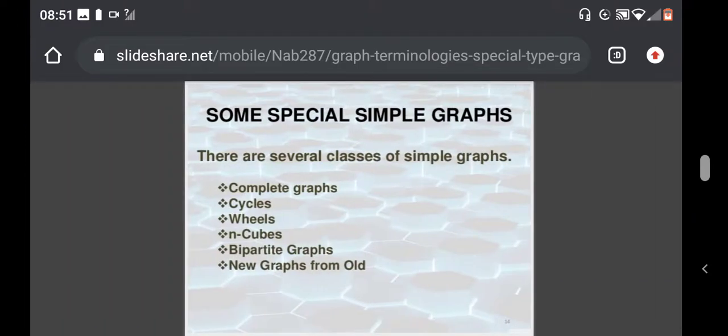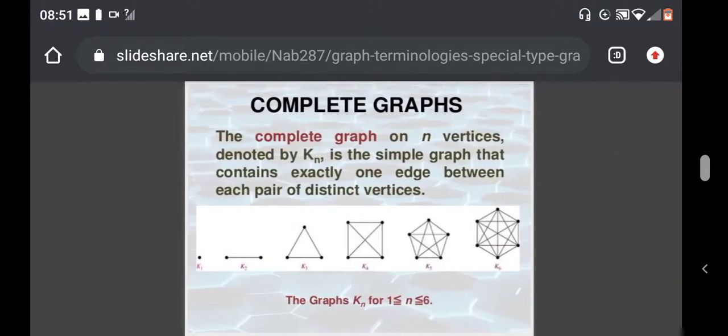In some special simple graphs, we have complete graphs, cycles, wheels, and cubes, bipartite graphs, and new graphs from the old ones. So complete graphs are the examples. These are on n vertices, denoted by K, the simple graph that contains exactly one edge between each pair of distinct vertices. So you start from the line up to a much more complex figure.